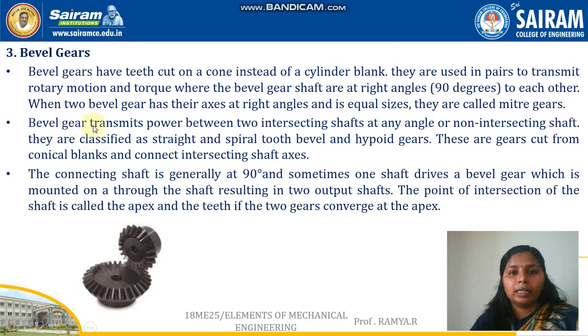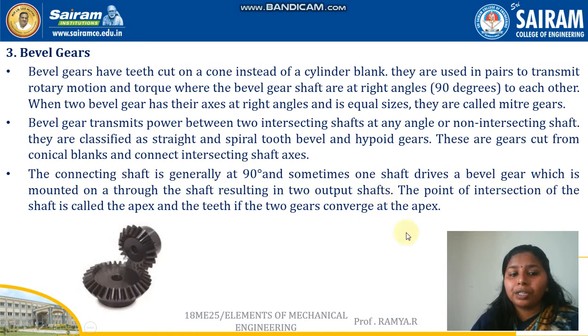So a bevel gear transmits power between two intersecting shafts at any angle, or non-intersecting shafts. They are classified as straight, spiral tooth bevel, and hypoid gears. These are gears cut from conical blanks and connecting intersecting shaft axes. The connecting shaft is generally at 90 degrees, and sometimes one shaft drives a bevel gear which is mounted through the shaft, resulting in two output shafts.